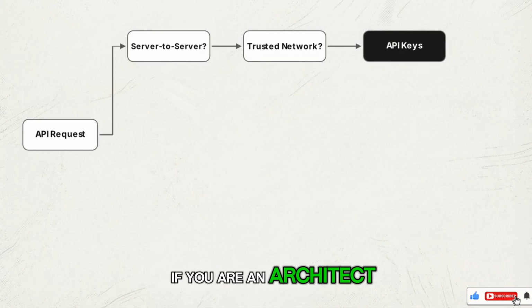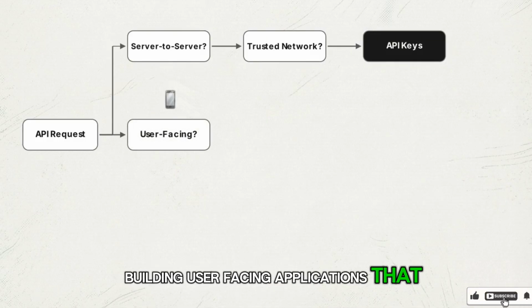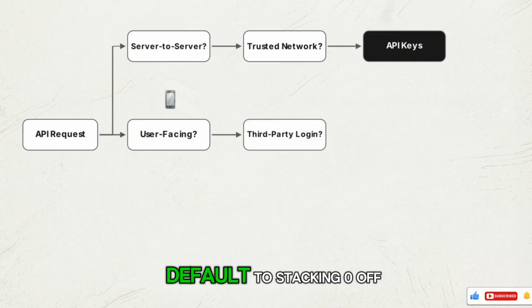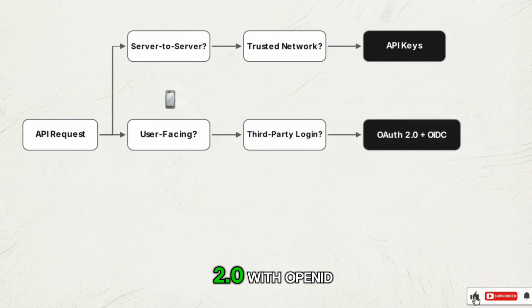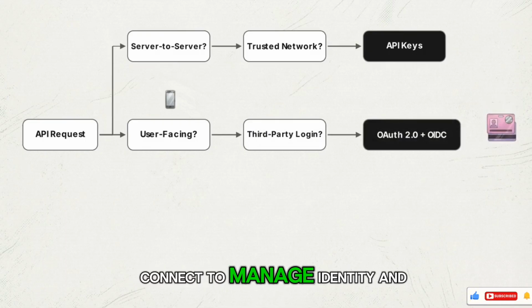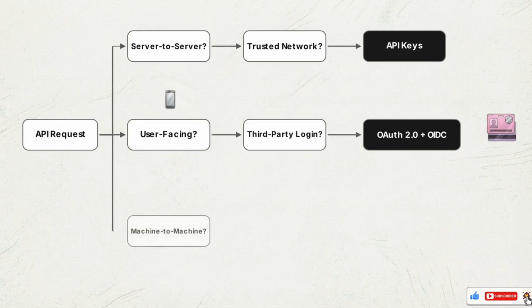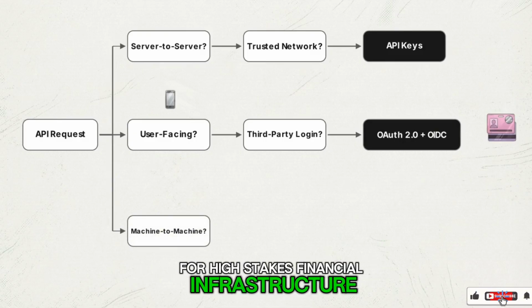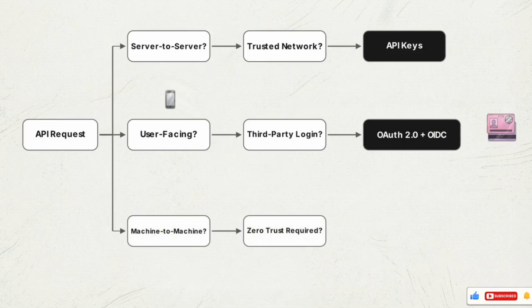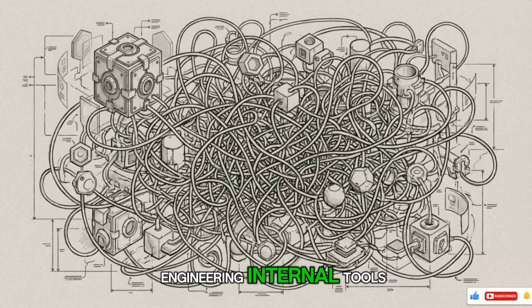If you are an architect building user-facing applications that require federated login, default to stacking OAuth 2.0 with OpenID Connect to manage identity and delegated access. For high-stakes financial infrastructure or zero-trust service meshes, accept the operational burden and implement HMAC signatures or mTLS.